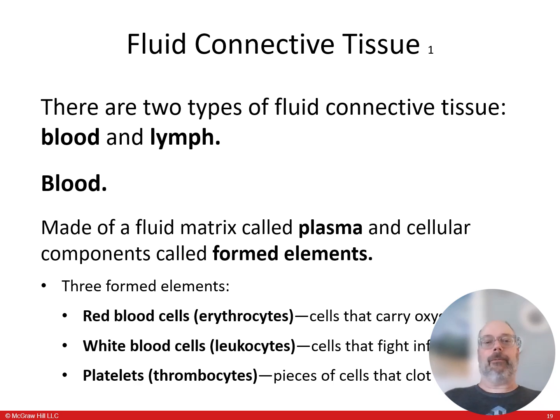So now we have the fluid connective tissue. All right, so we have blood and lymph. So we're going to go over blood first. It's made of a fluid matrix. Fluid means it's liquid. Matrix is a big fancy scientific term, which we can describe water as a matrix, or like a pond as a matrix. Soil is always described as a matrix. It just means the mix of a bunch of different components.